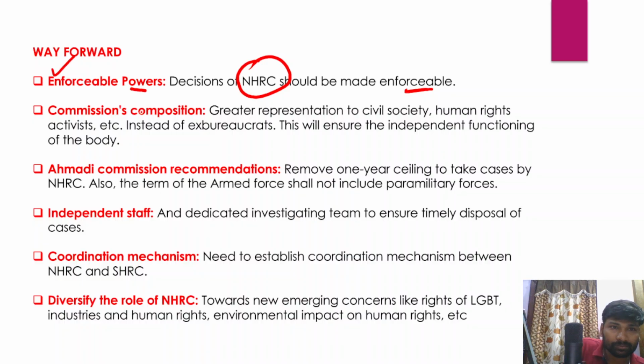And apart from that, in the commission's composition, greater representation must be given to civil society and human rights activists. Instead of the NHRC consisting of ex-bureaucrats, greater representation should be given to eminent individuals from civil society and human rights activists, because this will ensure the independent functioning of the Human Rights Commission, without any interference or influence of the government or the state. And that is also very, very important here.